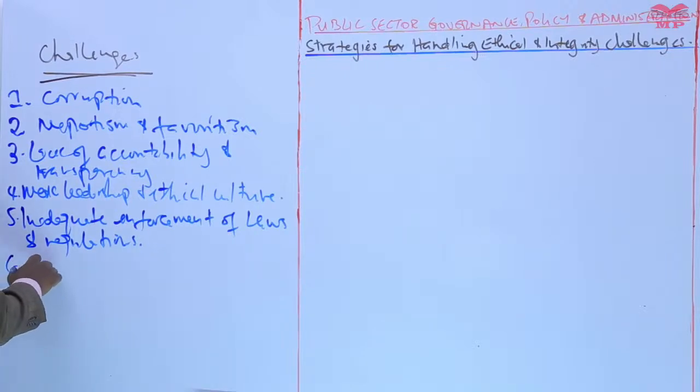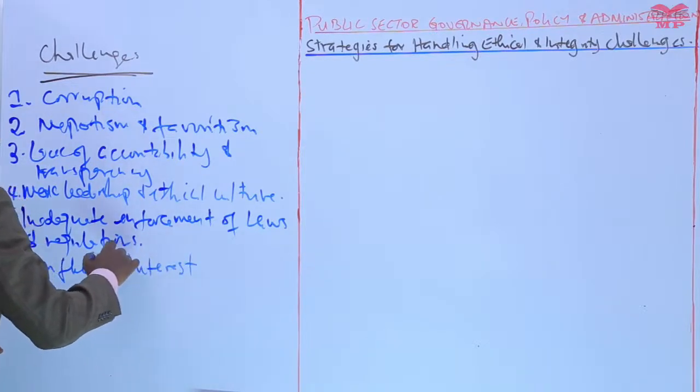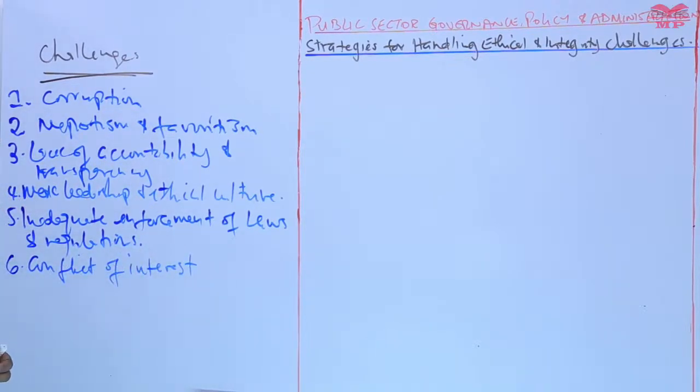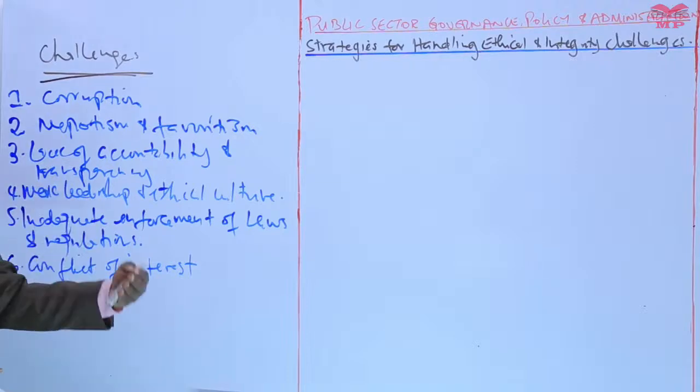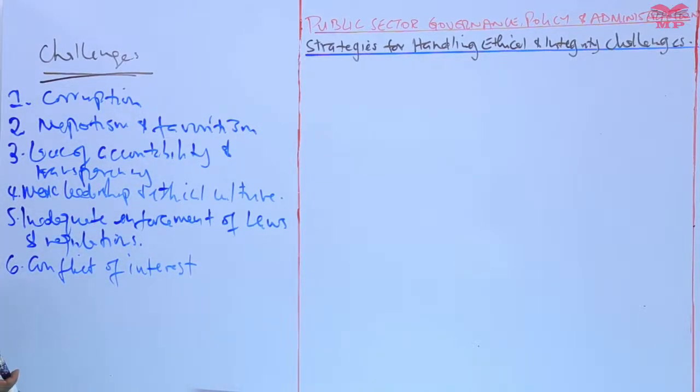6 is conflict of interest. Public officials often face situations where their personal interests conflict with public duties. And without clear guidelines and robust conflict of interest policies, officials make decisions that benefit themselves or their associates at the expense of public good, and that is a challenge.